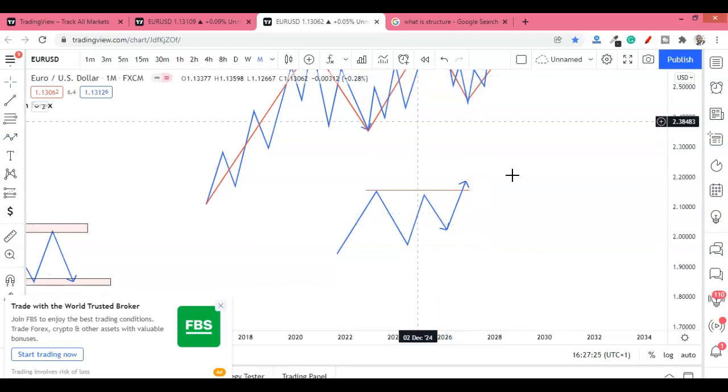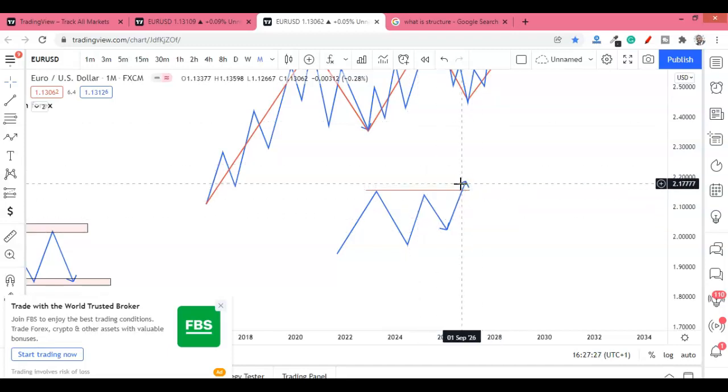If I'm trading in the daily time frame, I want to see a daily close above this. If I'm trading in the 4-hour time frame, I want to see a 4-hour close above this line. The closing price should be above. That is considered a valid break of structure.